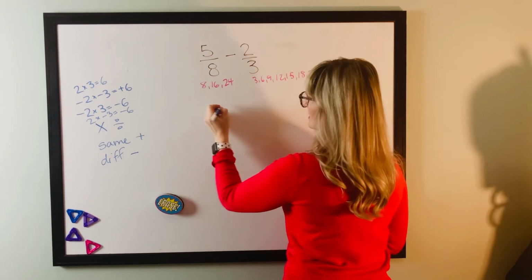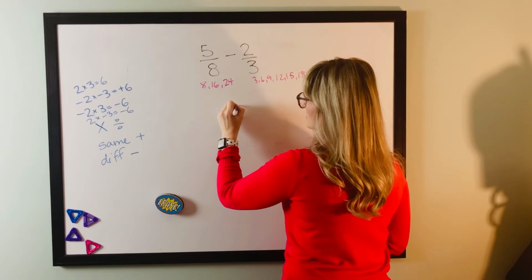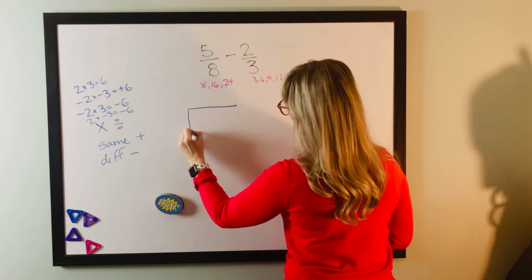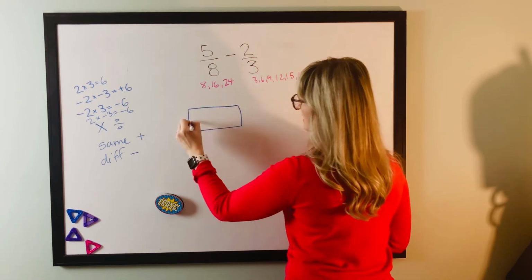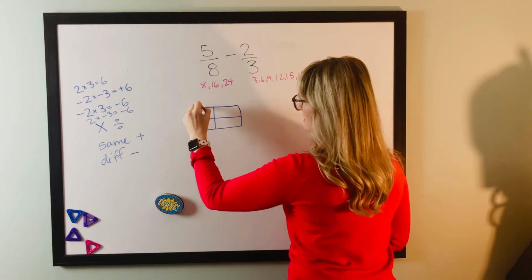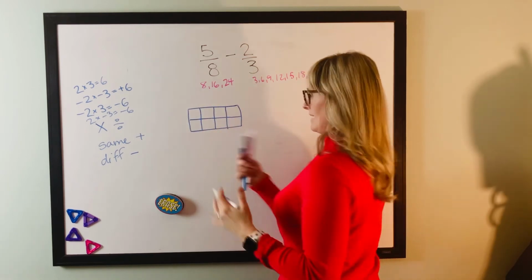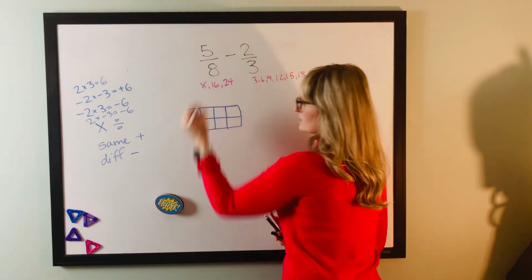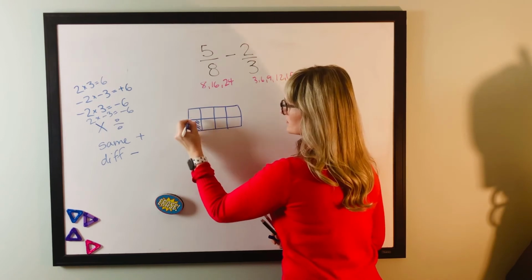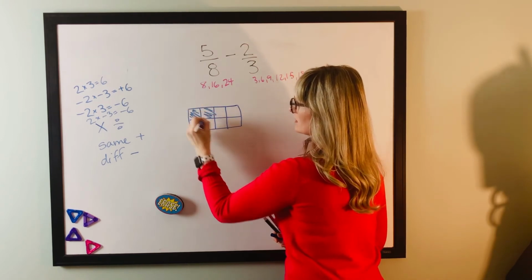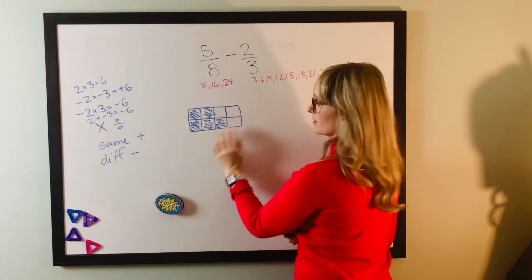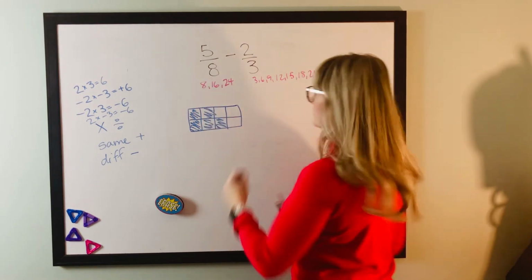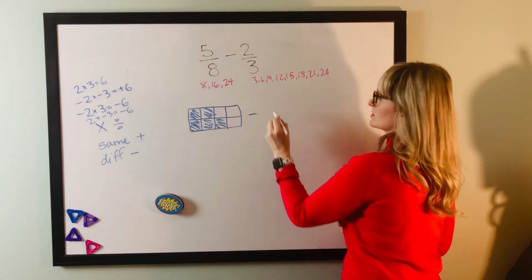All right, so let's do this again. We're going to take this time. You could do it like this if you want. And you could say I have an arrow bar. I have 8 equal pieces. How many do I actually have? I have 5 of them. So 1, 2, 3, 4, 5. And we can already see that that's more than half. And then I'm going to take away 2/3.